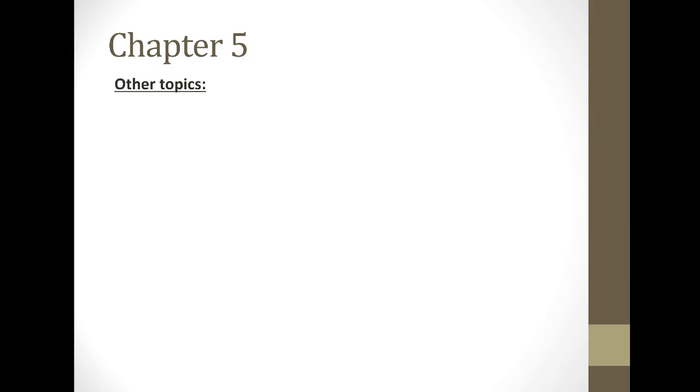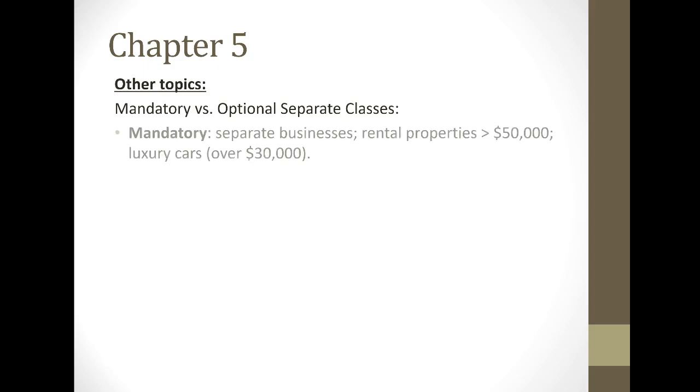Moving on to the next slide, there were some other topics that we focused on in Chapter 5. We talked about mandatory versus optional separate classes. In some situations, a company must separate certain assets into separate classes. For example, if an individual operates different businesses, those depreciable assets will have to be tracked in separate accounts. Rental properties that have a cost of greater than $50,000 are allocated to a separate Class 1, and luxury cars over $30,000 are allocated to a separate Class 10.1 as well.